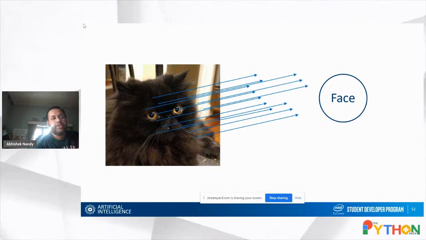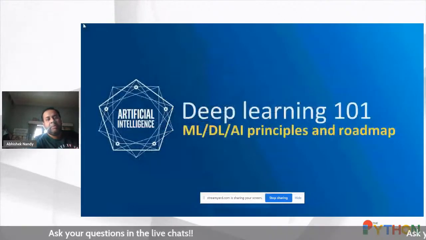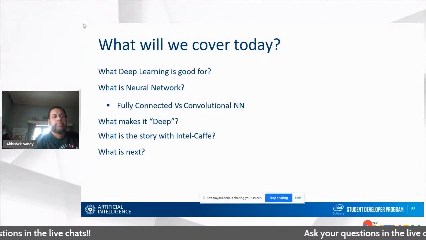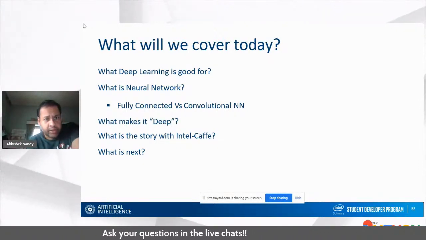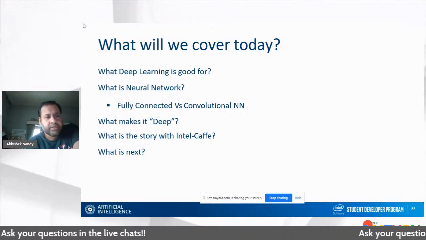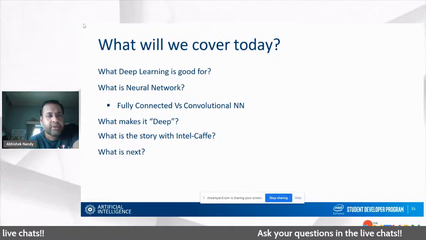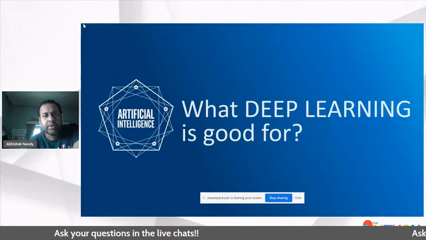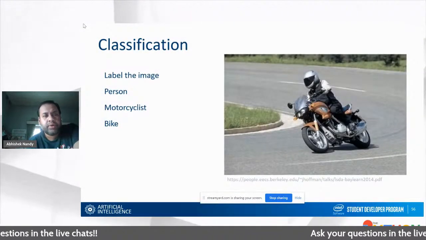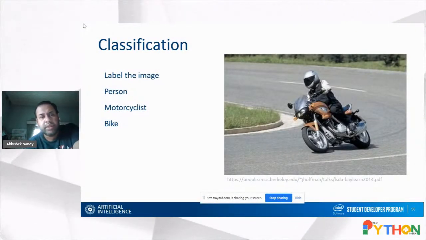Now these are the features that are needed for doing face-level extraction for a particular picture. Now we'll move to the deep learning principles and roadmap. What we will cover today, after touching upon machine learning, is what deep learning is, what a neural network is, what fully connected neural networks and convolutional neural networks are, and what makes it deep. Okay, so moving along, what deep learning is good for. If we focus on this particular image, we can label the image. We have a person who is riding a bike.